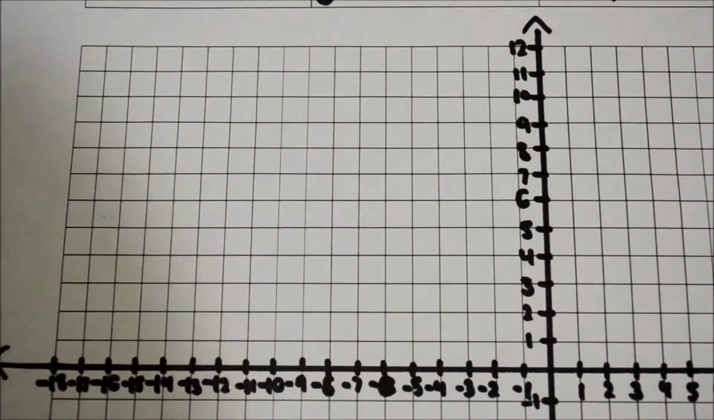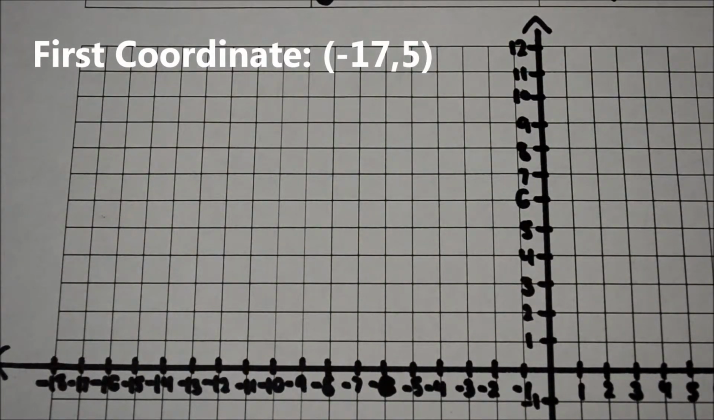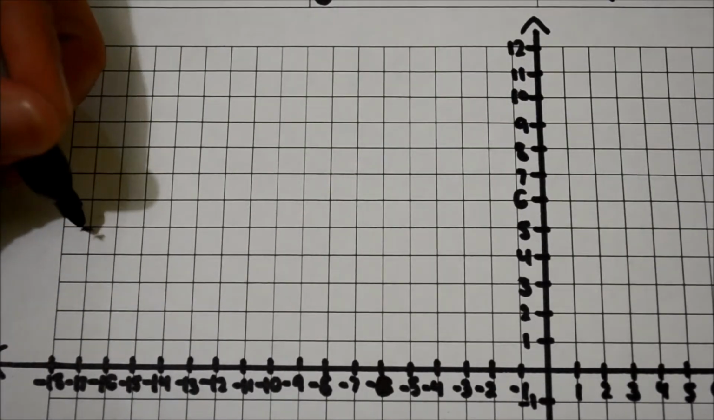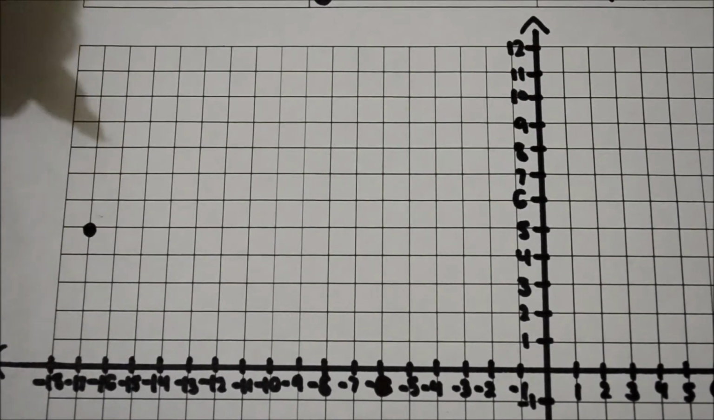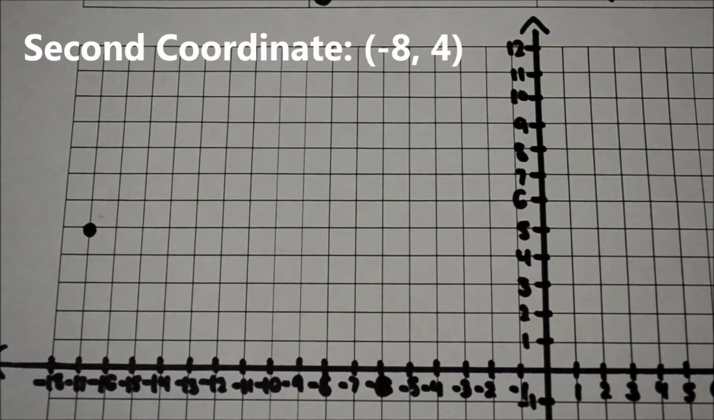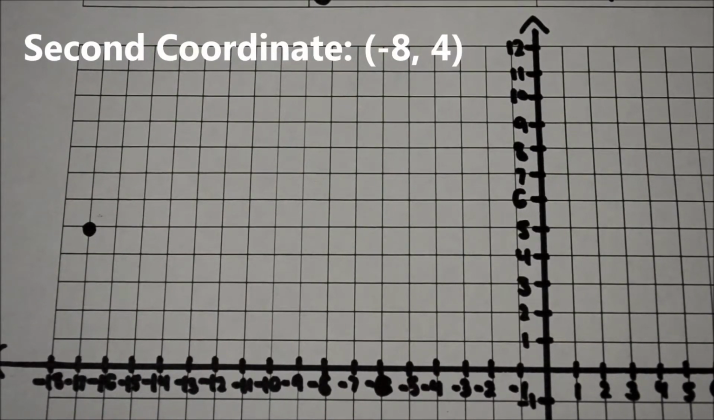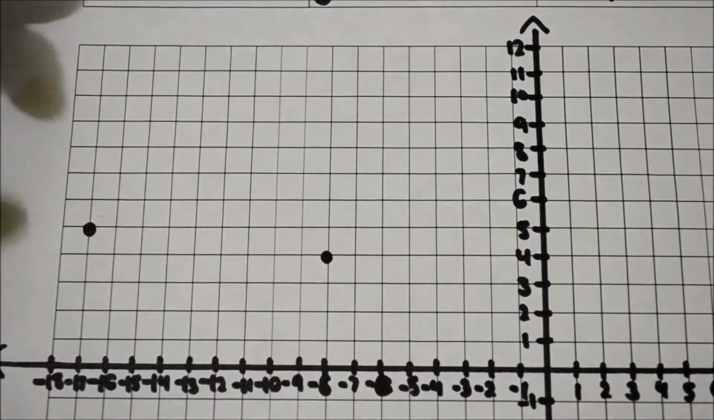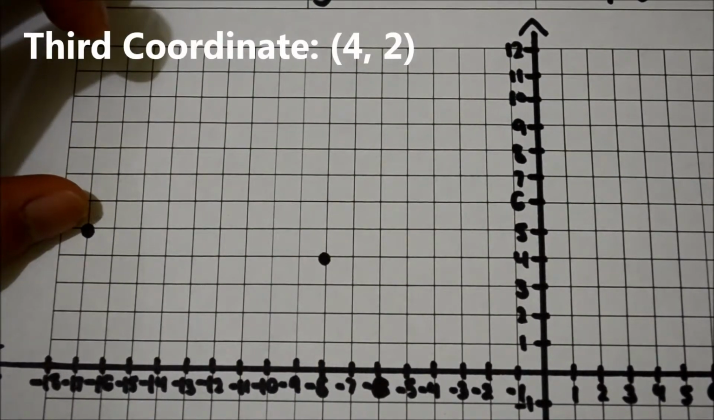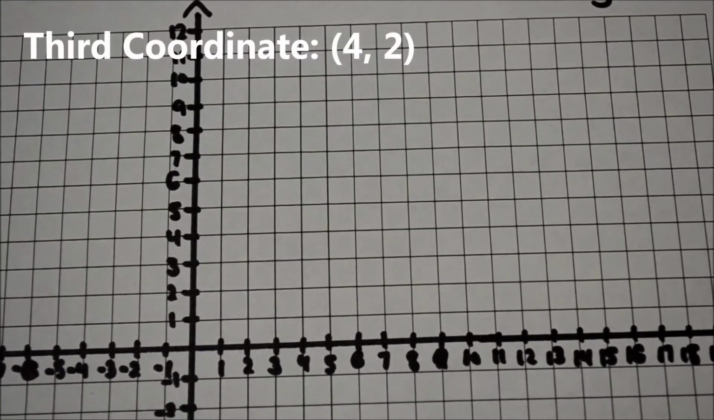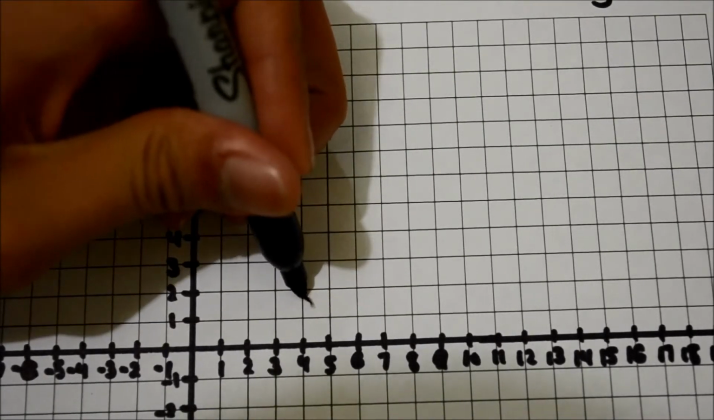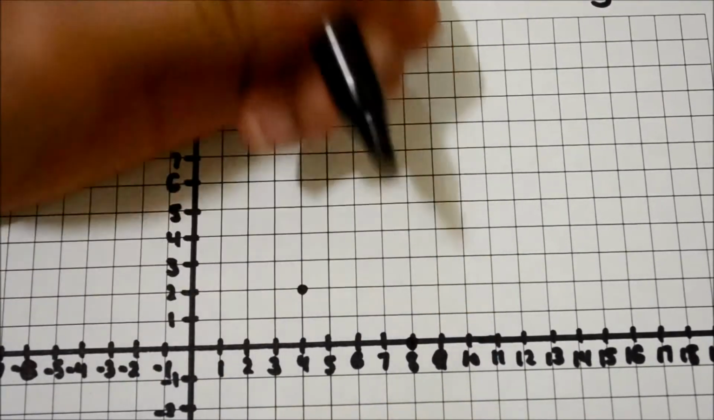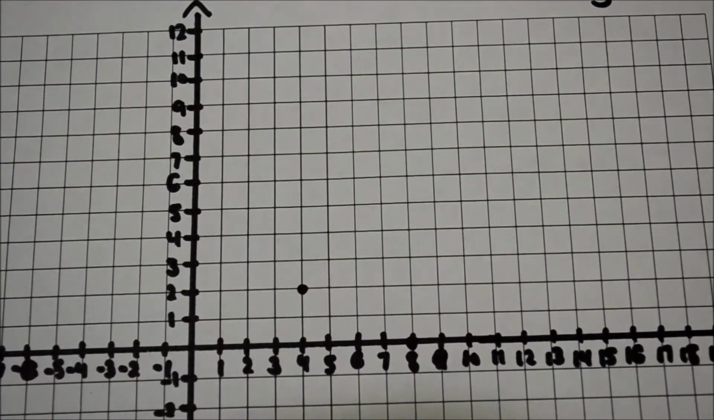So let me do the first coordinate, which is negative 17, 5. This is negative 17 connected to 5. So this is the first coordinate. The second coordinate is negative 8, 4. So you can see here, negative 8, 4. And then the third coordinate is 4, 2. So you can see 4, 2. And the last coordinate is 8, 0. Then trace this.